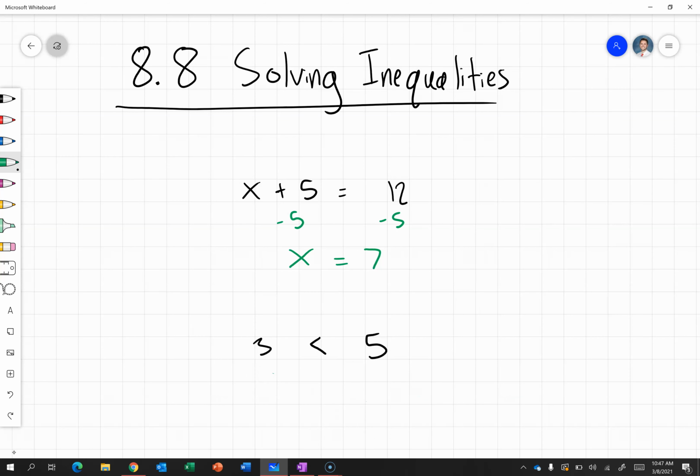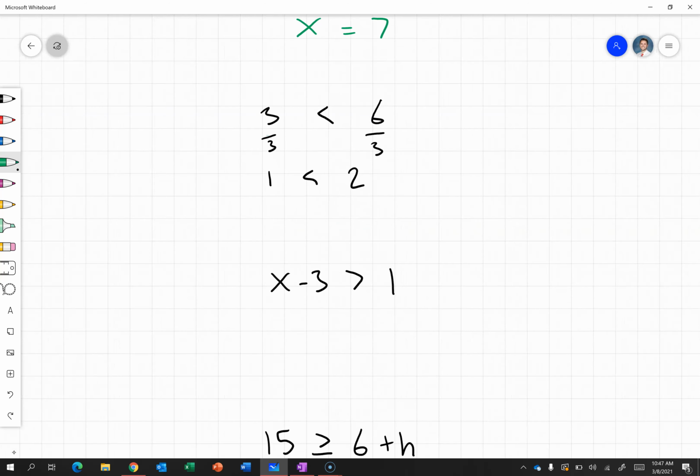Same thing if I multiply. I could do 3 times 3 on both sides, and I would get 9 is less than 15, still true, and I could divide both sides by the same thing. Now I didn't choose nice, easy numbers, so let's just real fast change this to 6, just to prove it. If I divide both of these by 3, I get 1 is less than 2. So we can see that as long as I do the same thing to both sides of an inequality, the inequality remains true. So let's put this into practice.